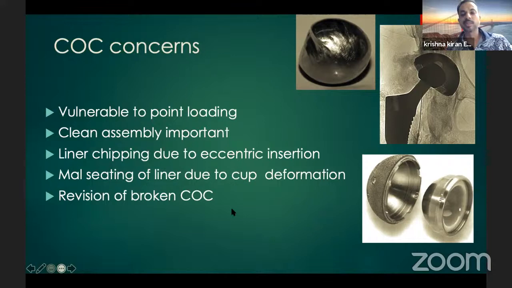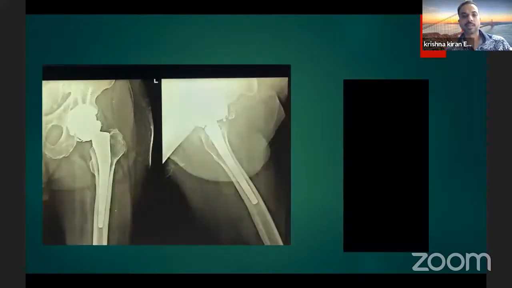Revision of broken ceramic on ceramic poses special problems because of the difficulty of removing all the ceramic particles, and it requires a thorough synovectomy. We cannot use metal heads for revising these problems. And this is how it can present with sudden catastrophic failure.